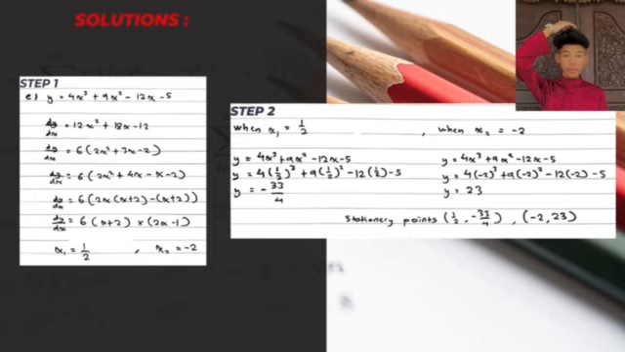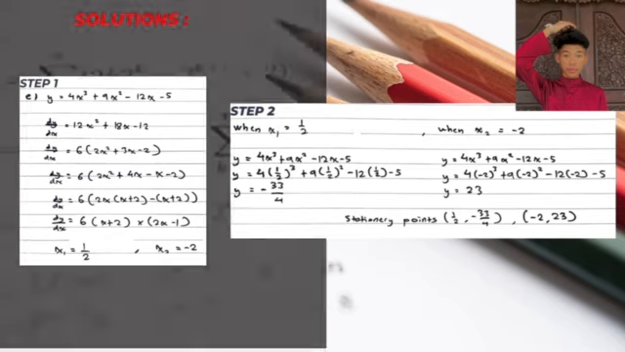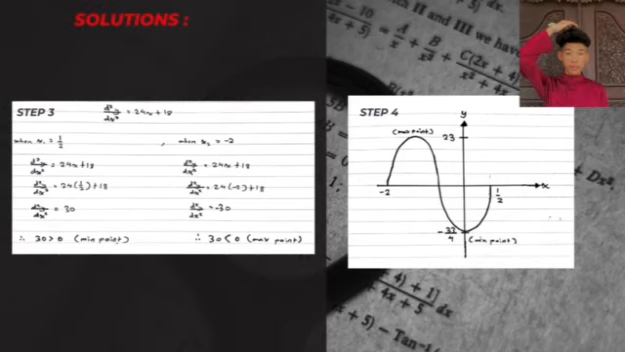And then we got the stationary points: for x1, y1 is 1/2 and −33/4. For x2, y2 is −2 and 23. Step 3, use d²y/dx² to find the minimum point and maximum point.